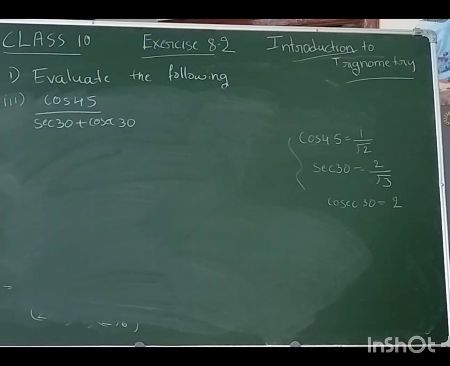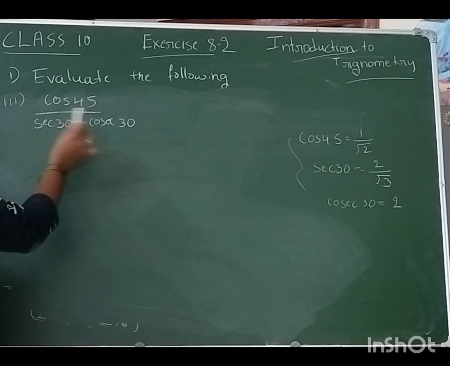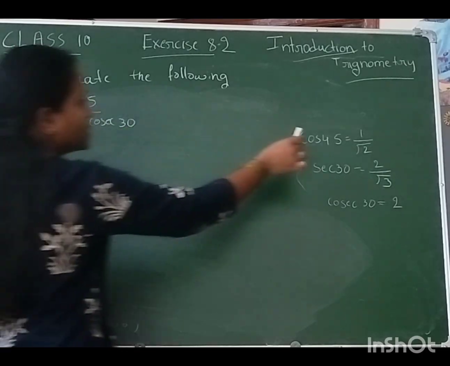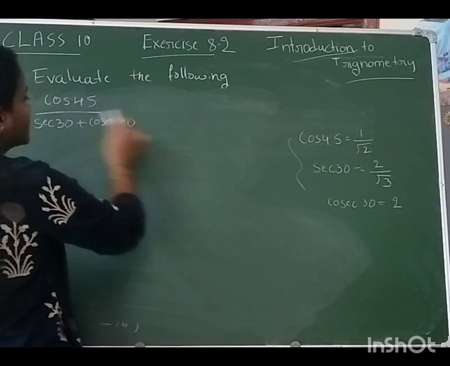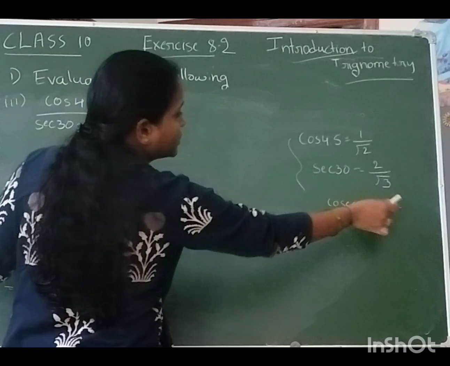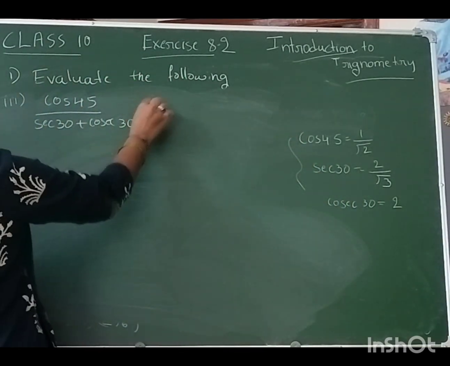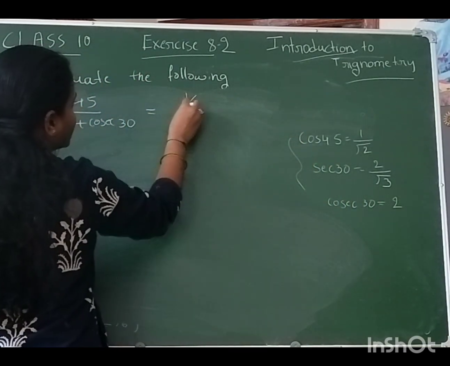So we'll move to the next question. Evaluate the following: cos 45 divided by secant 30 plus cosec 30. We know that cos 45 is 1 by root 2, secant 30 is 2 by root 3, and cosecant 30 is 2. We'll substitute that here to get the answer.